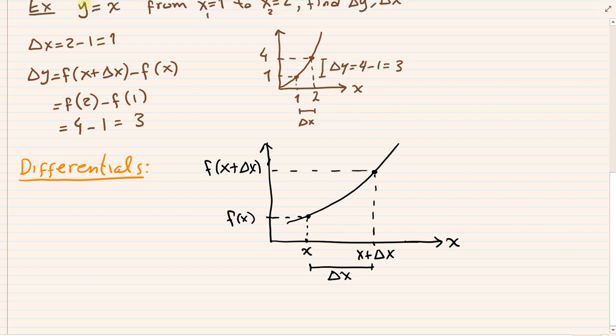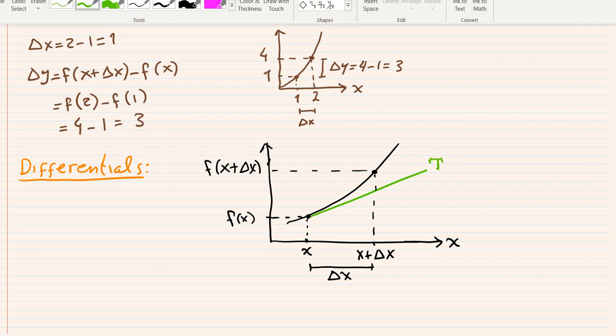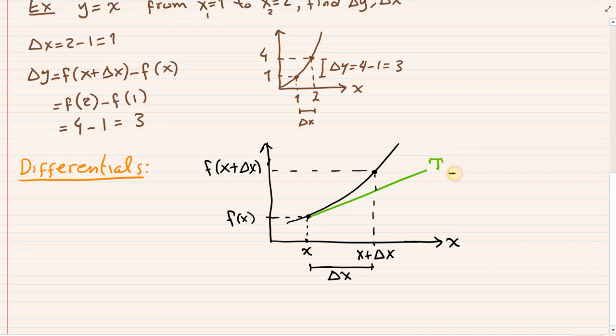Now if I draw the tangent line at x, it's going to look something like that. That's going to be the tangent line, and this is what we're going to call T, the tangent line. Now, delta y, we know what delta y is. The actual change in y is delta y. That's this distance here.